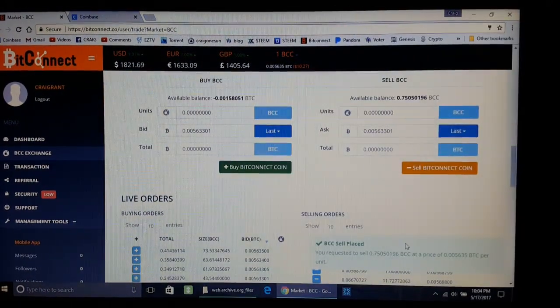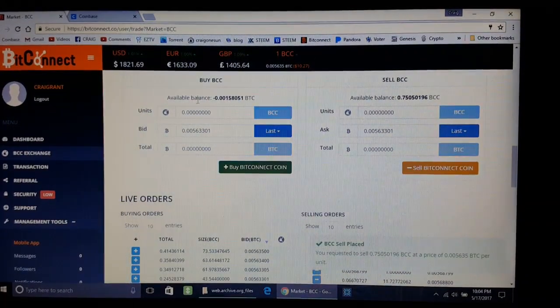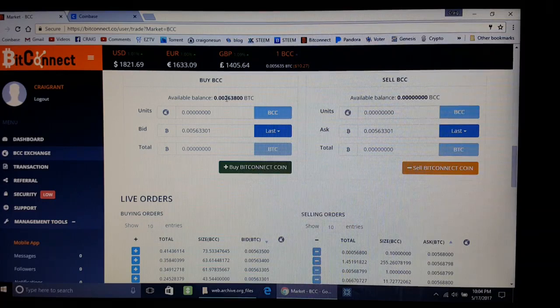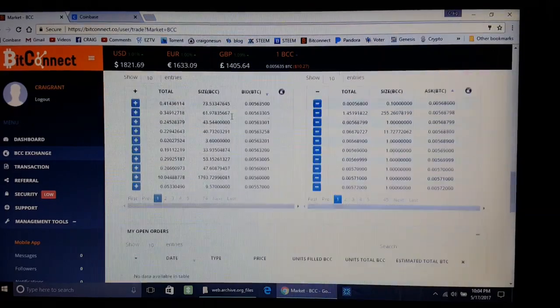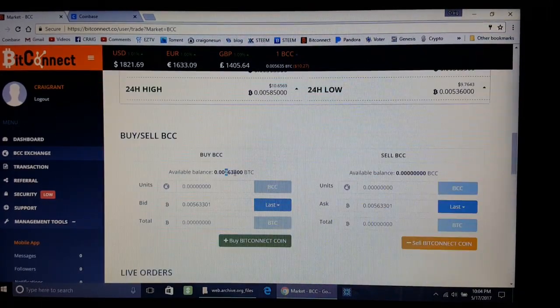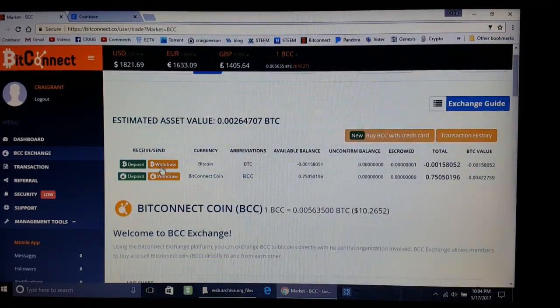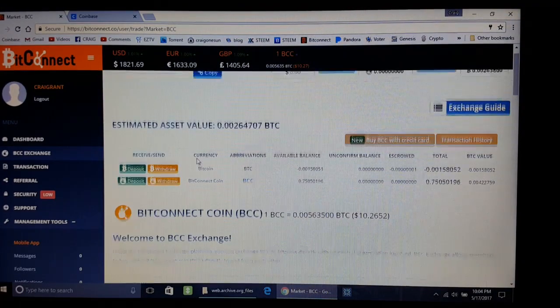So I've just traded my BitConnect tokens for Bitcoin, and in a minute my Bitcoin just showed up: 0.002 BTC, right? In order for me to cash this out, it has to be 0.005 or more. I was just doing this to show how you trade on here. Now I have Bitcoin, and I can go to my Bitcoin wallet and withdraw it, right?